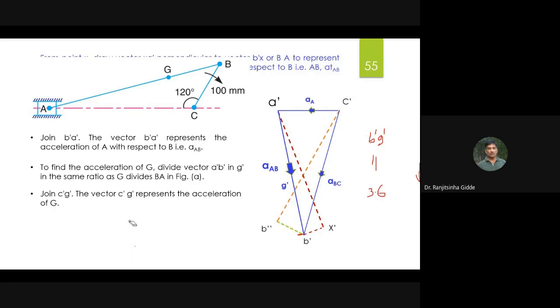Okay. Then join C prime G prime. The vector C prime G prime represents the acceleration of G.